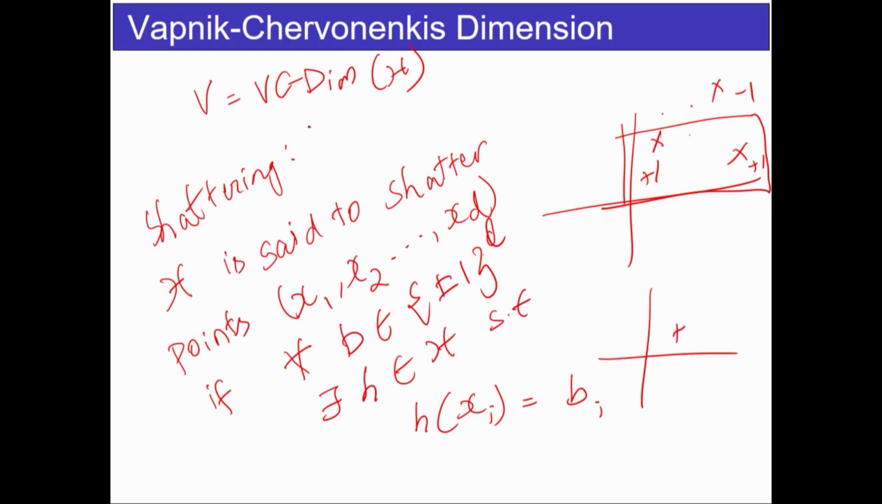But that's just one bit vector. Can I achieve all possible bit vectors? Instead of just plus 1, minus 1, plus 1, I'll also have plus 1, plus 1, plus 1, plus 1, plus 1, minus 1, and so on. All 8 things. Say plus 1, plus 1, minus 1. Is that possible? And if so, what rectangle should that be?